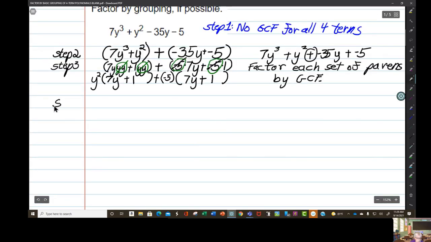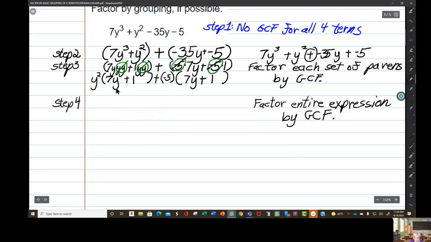Now step 4. I factor the entire expression by GCF. Factor entire expression by GCF. And when you've done everything correctly to this point, what's in parentheses will be the GCF. They will be exactly alike.